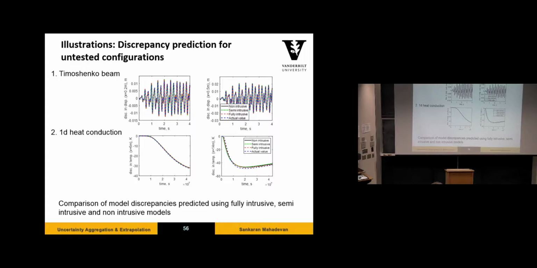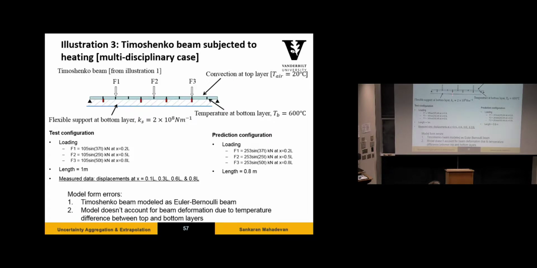So there is an additional error that is coming. But still, performance is extremely good compared to the computational cost. And we took this Timoshenko beam and did one further step, where we have not only the model form error due to the Euler-Bernoulli assumption, but also, let's say it is being heated and the governing differential equation did not consider the deformation due to this temperature.